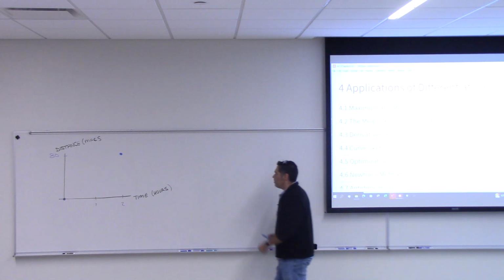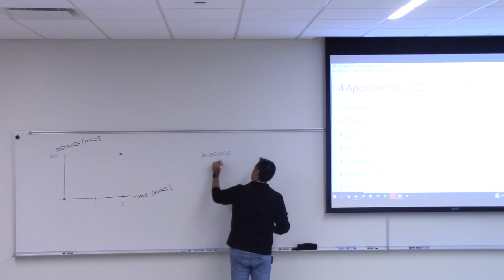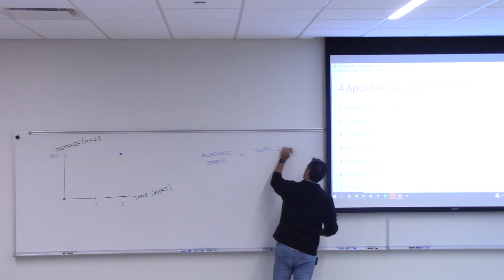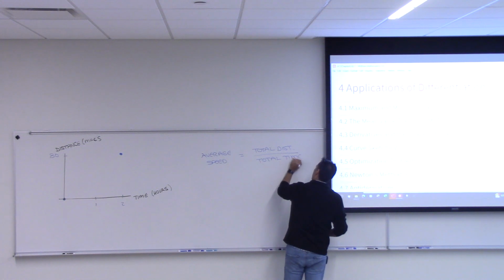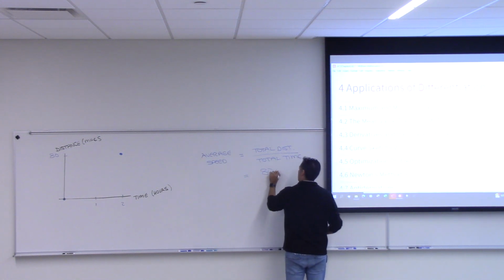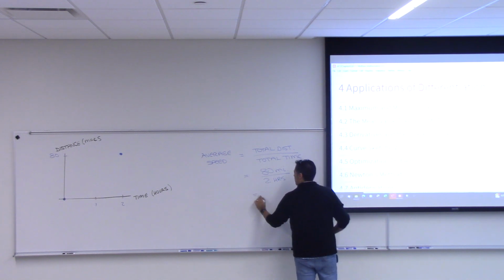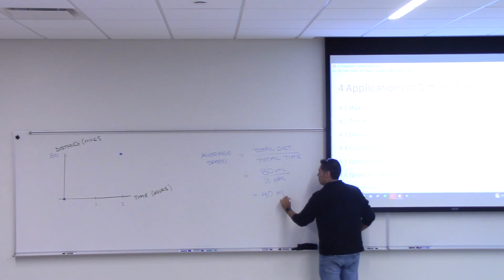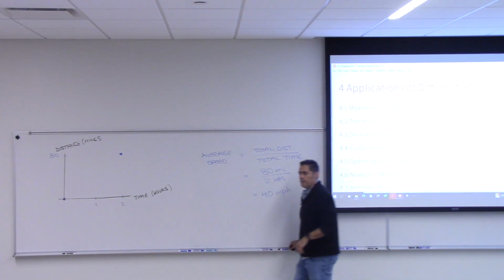40 miles per hour. So how are you getting that? Your average speed would be equal to your total distance traveled over the total time. The total distance you traveled was 80 miles, and you did it in 2 hours. So 80 divided by 2 is 40 miles per hour, MPH. You travel 40 miles per hour on average.